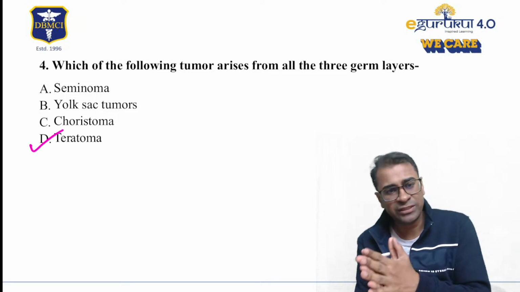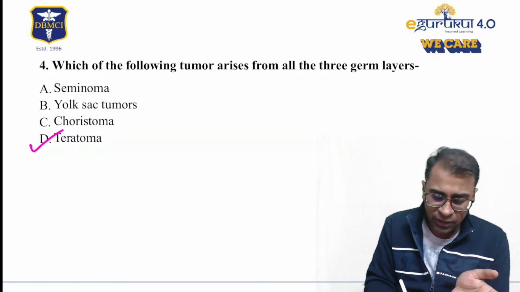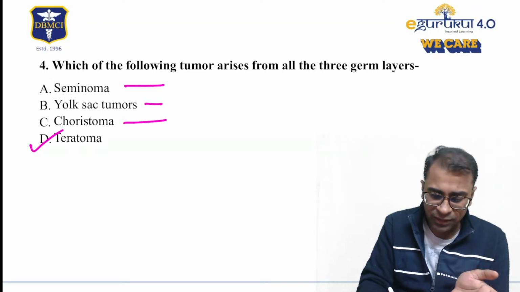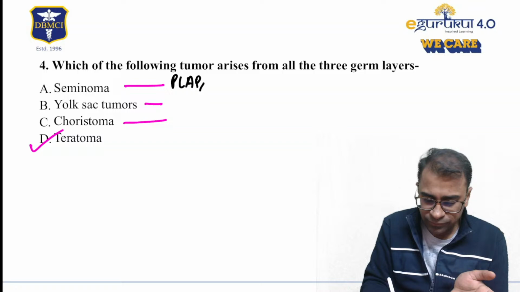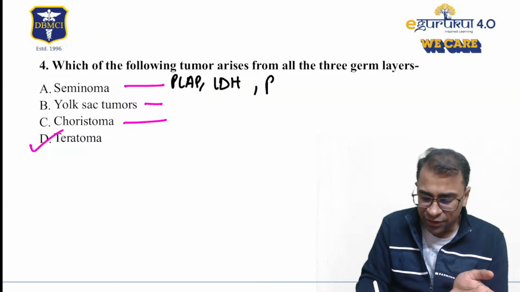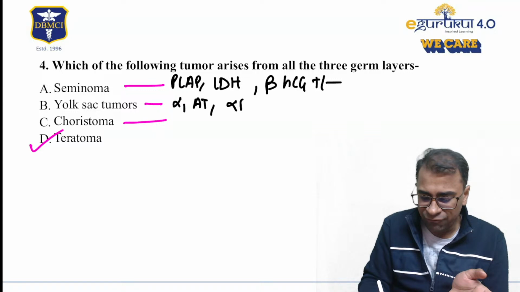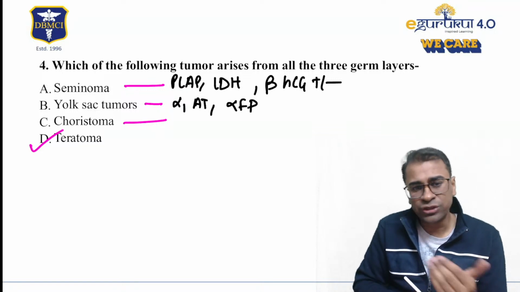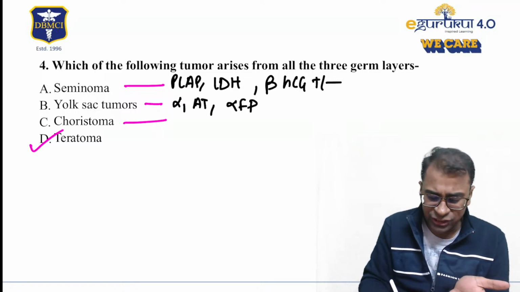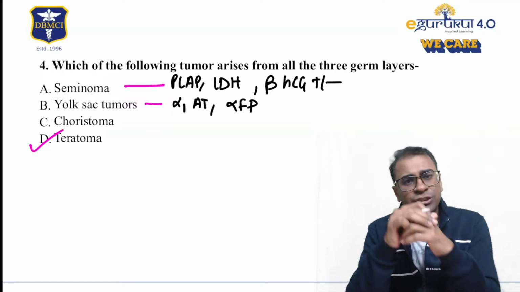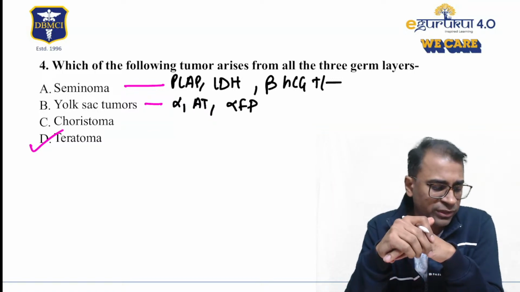Achha, what else can they ask you? They can ask you the tumor marker. For seminoma, the tumor marker is PLAP and LDH. Remember, beta HCG is plus minus. In yolk sac tumor, the main marker is alpha 1 antitrypsin and can be alpha fetoprotein. Achha, cholesteatoma is not actually a tumor which can lead to these types of tumor markers. So they can ask other questions in this case. Okay?